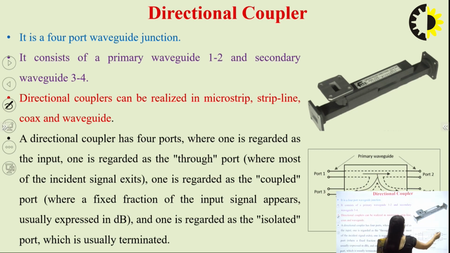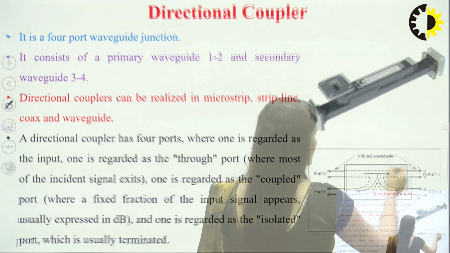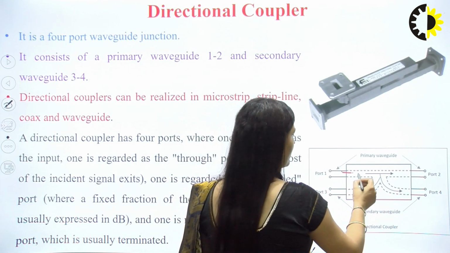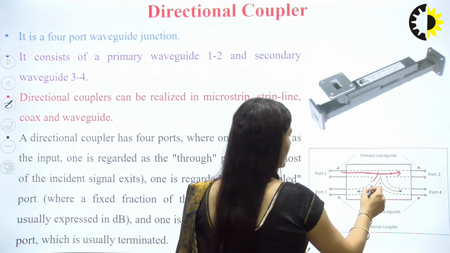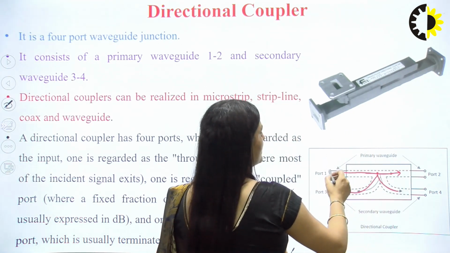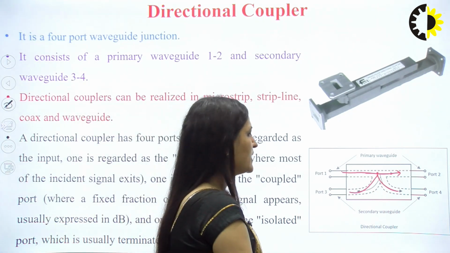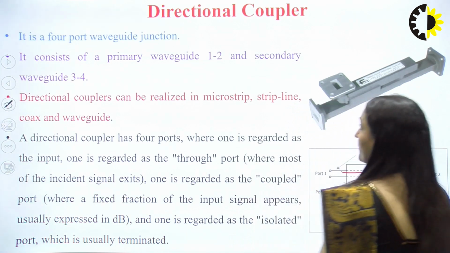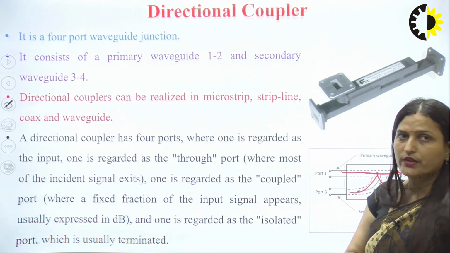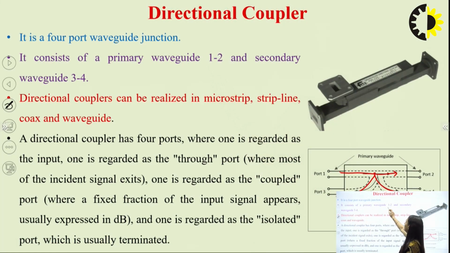So this is the internal diagram of the waveguide. Here basically 2 waveguides are connected. Port number 1 and 2 are the primary waveguide. So any signal which is coming will be directed here, and some part comes here and some comes here. This is your main waveguide, and port number 3 and 4 are the auxiliary waveguide, or we can say the secondary waveguide, right? So it is a 4-port waveguide junction. It consists of a primary waveguide with ports 1 and 2 and a secondary waveguide with ports 3 and 4. A directional coupler can be realized in microstrip, stripline, coax or waveguide.